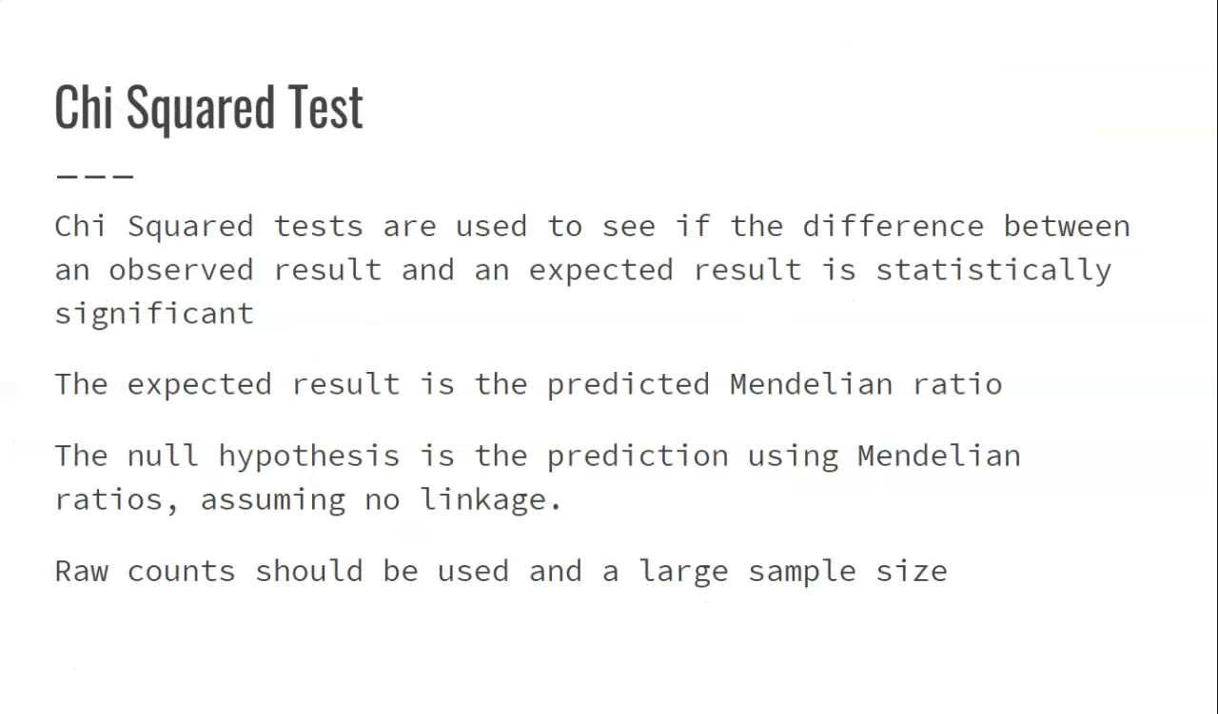And chi-squared. You thought that was going away? That is absolutely back in action. So a chi-squared test, just to refresh your memory, is used to see if there's a difference between an observed result and an expected result. We use this statistical test to test for significance. The expected result is always going to be the predicted Mendelian ratio, and the null hypothesis is the prediction using Mendelian ratios, assuming they're not linked.